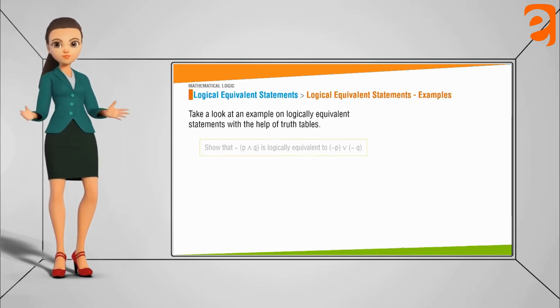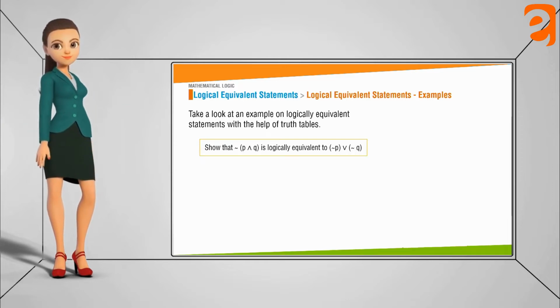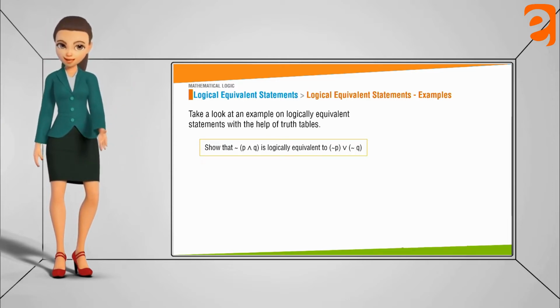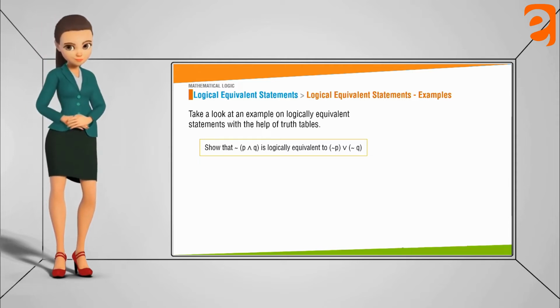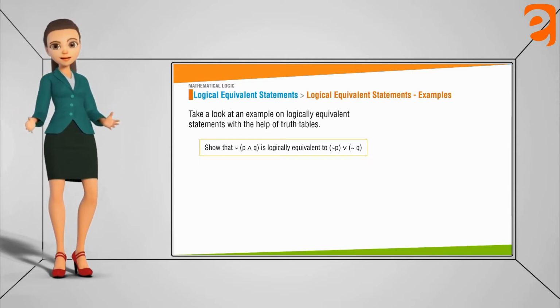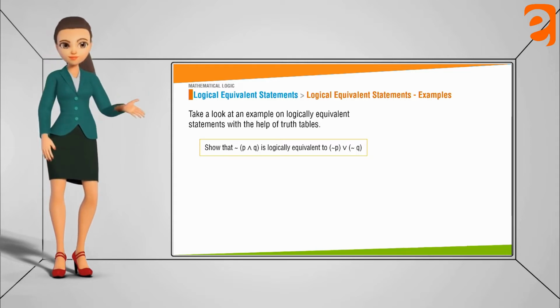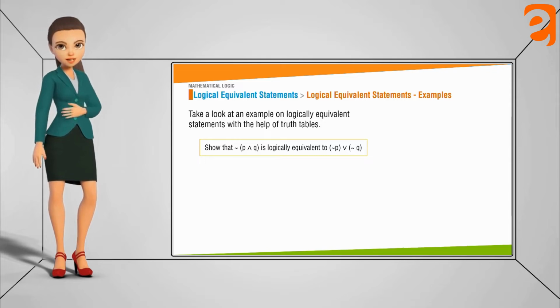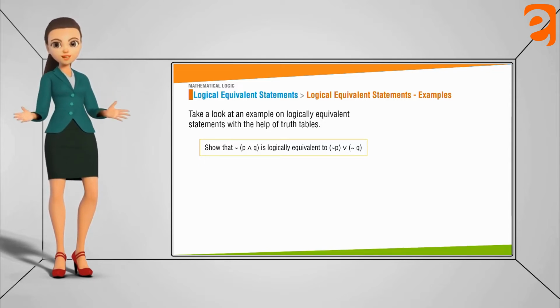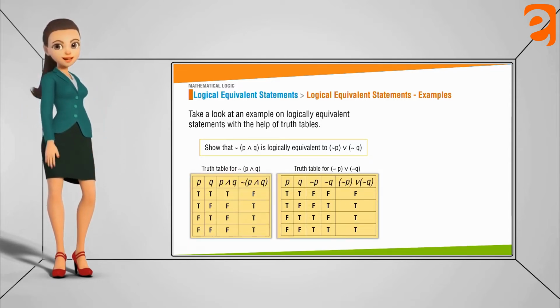Let's construct one example for this. We have two statements. The first is the negation of (P and Q), and the other statement is (not P) or (not Q). We will find that the truth tables for these two statements have the same truth values, so these two statements are logically equivalent.